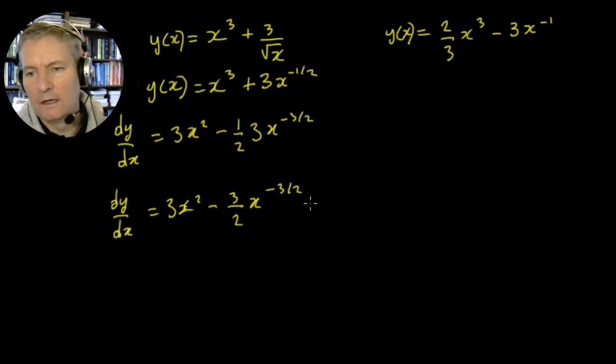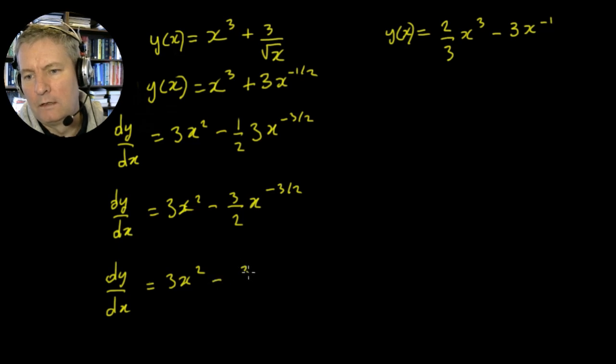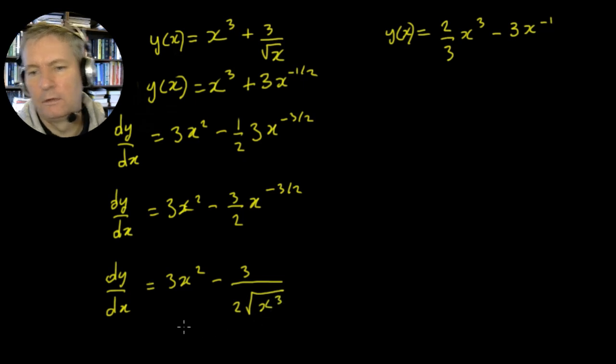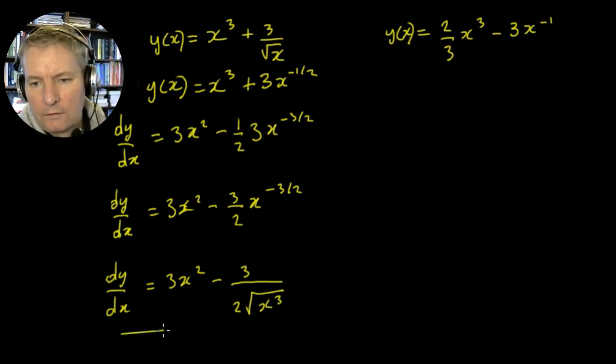We could rewrite that x to the minus 3 upon 2 in a different format. dy by dx is equal to 3x squared minus 3 upon 2x to the 3 upon 2, so the 1 upon 2 is the square root, so it's going to be the square root of x cubed. So that's us done that differentiation.